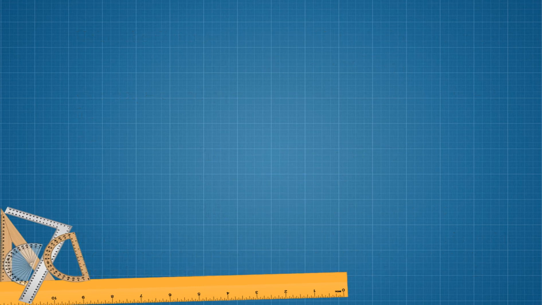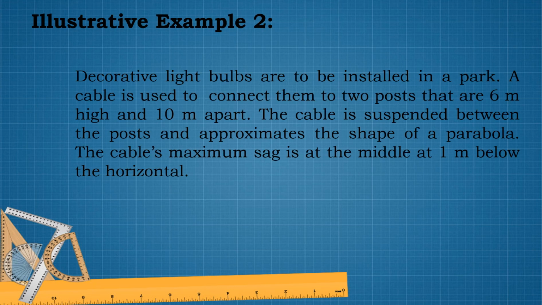Okay, let us now have the next example, which is all about a parabola. Decorative light bulbs are to be installed in a park. A cable is used to connect them to two posts that are 6 meters high and 10 meters apart. The cable is suspended between the posts and approximates the shape of a parabola. The cable's maximum sag is at the middle, at 1 meter below the horizontal.